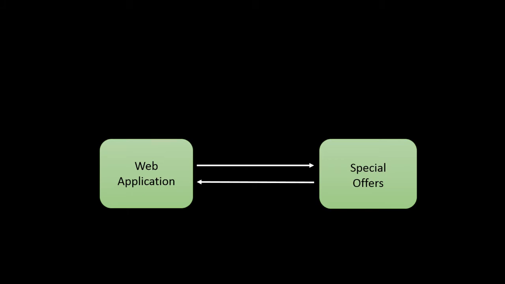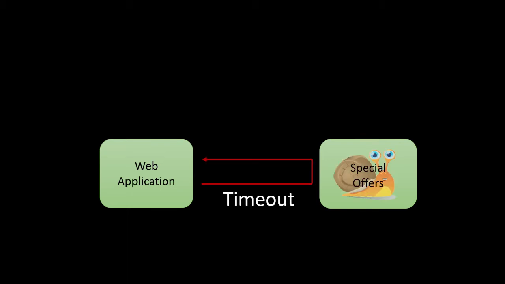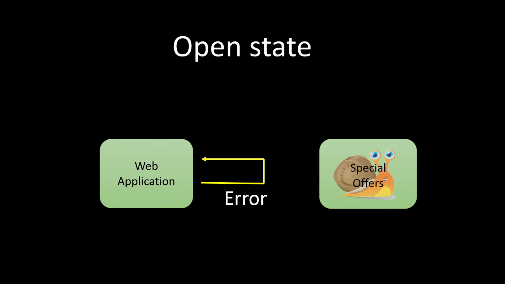Consider the case where we have a web application talking to the special offers service. When everything is working like it should, the web application calls the service, which returns with a reply. Great. When the service is slow, instead of a reply, we wait for a bit, and then we get our timeout. What the circuit breaker does is detects this timeout, and it opens the circuit breaker. So instead of waiting for the timeout, subsequent calls fail fast with an immediate error. By doing this, we have basically solved the problem that we had, because every request doesn't have to wait for the timeouts. They return an error fast because the circuit breaker is open.